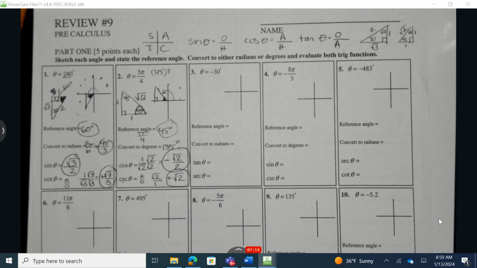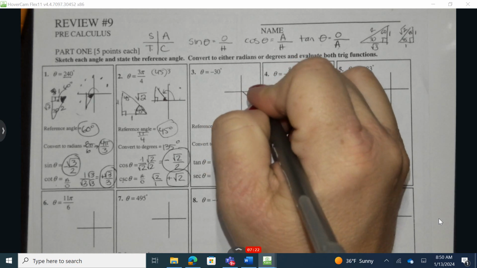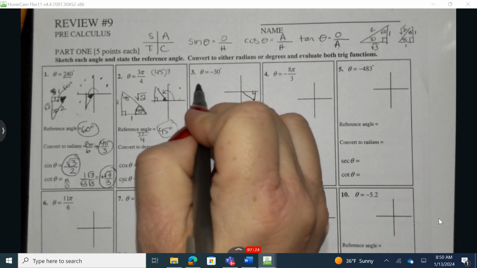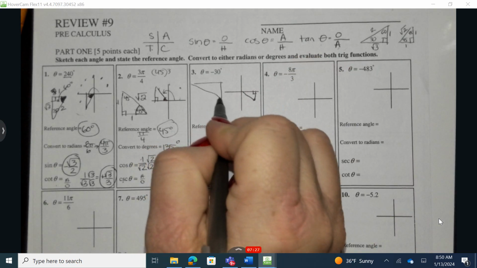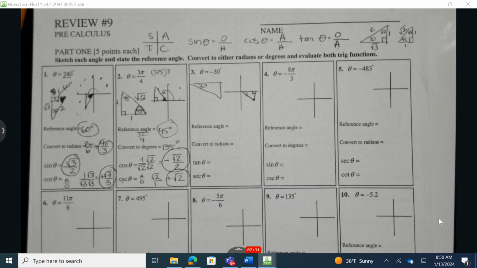Let's take a look at number 3. Number 3 is negative 30. Whenever it's negative, I've got to drop it down. So I'm dropping this down and then creating that angle. I'm going to draw the triangle off to the side. This interior angle here is going to be at this 30-degree reference.